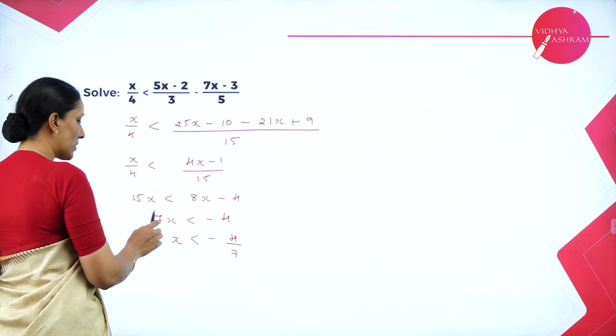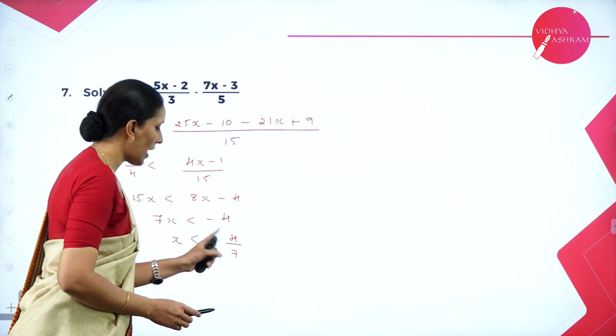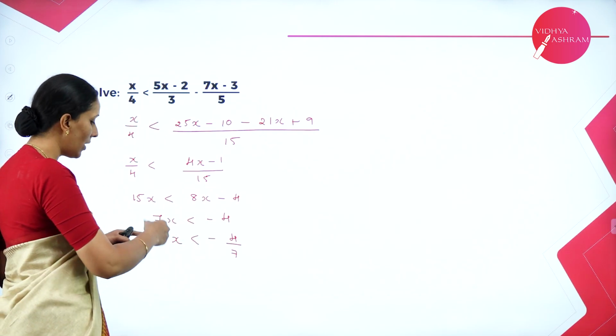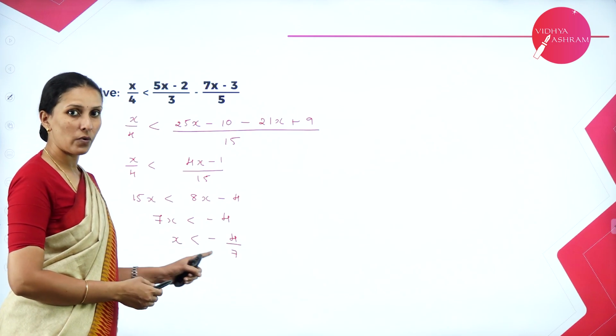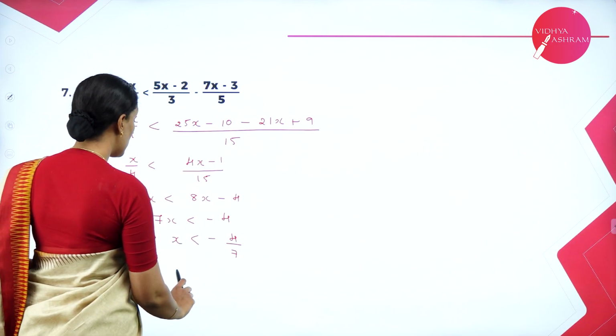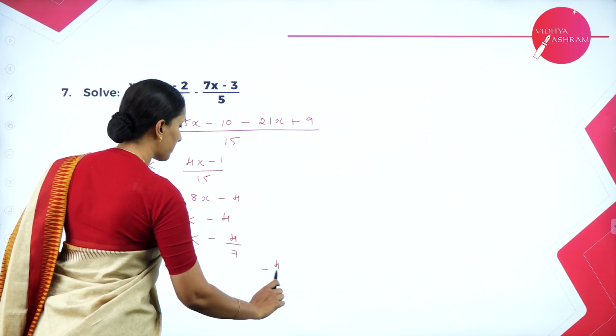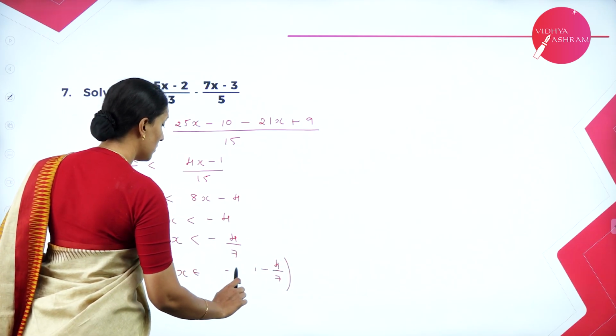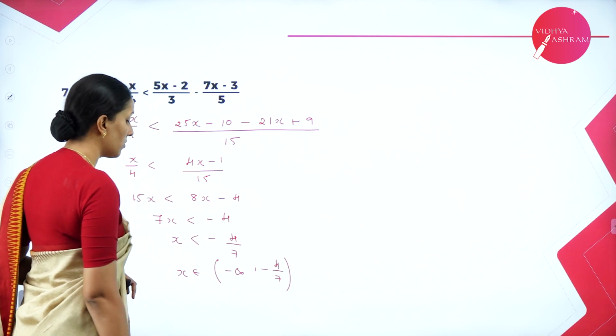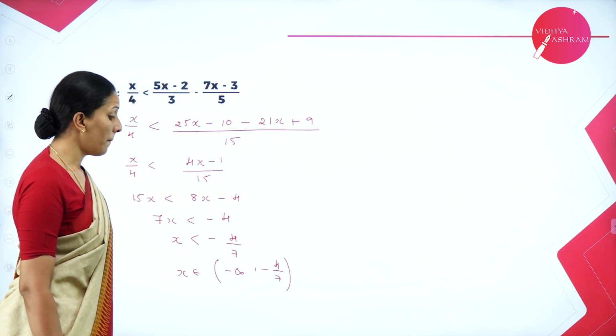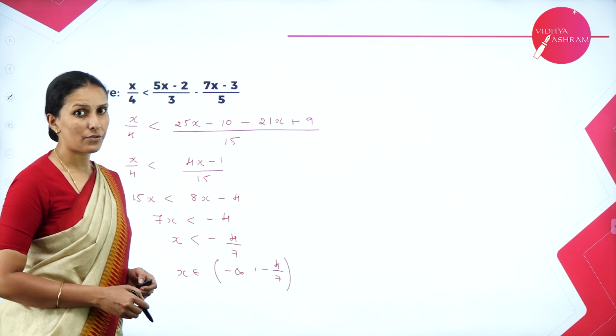We have only the positive values of x. So even though the answer is negative, you can't change. Only when you're dividing by a negative number, you can change the inequality. Now the solution set is minus infinity, comma, minus 4 by 7.